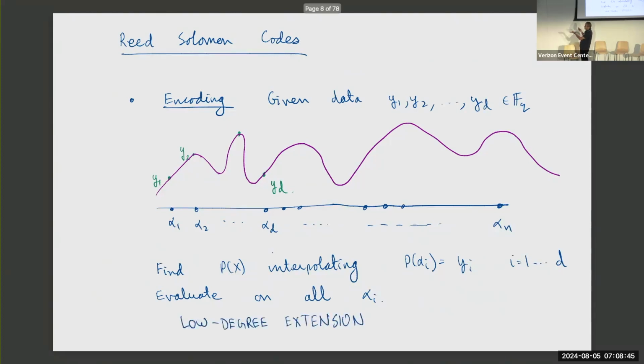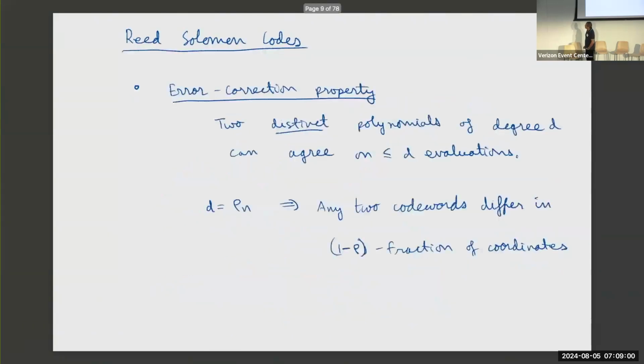And in our context, this operation, which I did, is also called low degree extension. You had some amount of data y_1 up to y_d, and I extended it by fitting a low degree polynomial through this and evaluated it at n points. So these are Reed-Solomon codes. This is the setting which we're working with.